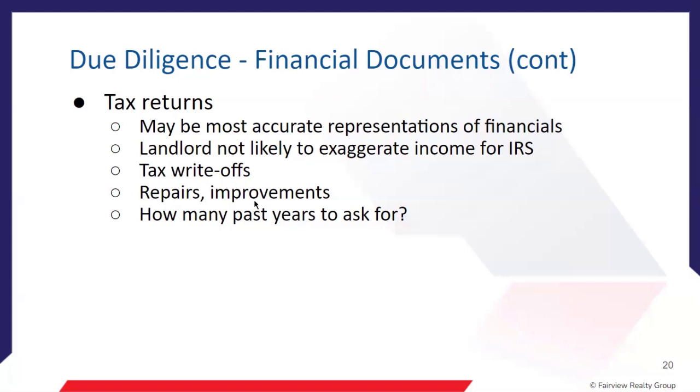So it gives you a really good overview of what the repairs and improvements are. For example, if the seller is telling you, "Oh, I just put a new roof on it last year," well, that is a big expense. It should be a write-off that was included on the tax returns. If you don't see it on there, that gives you pause as to why this person is claiming that they replaced the roof last year, but I don't see it on their tax return.